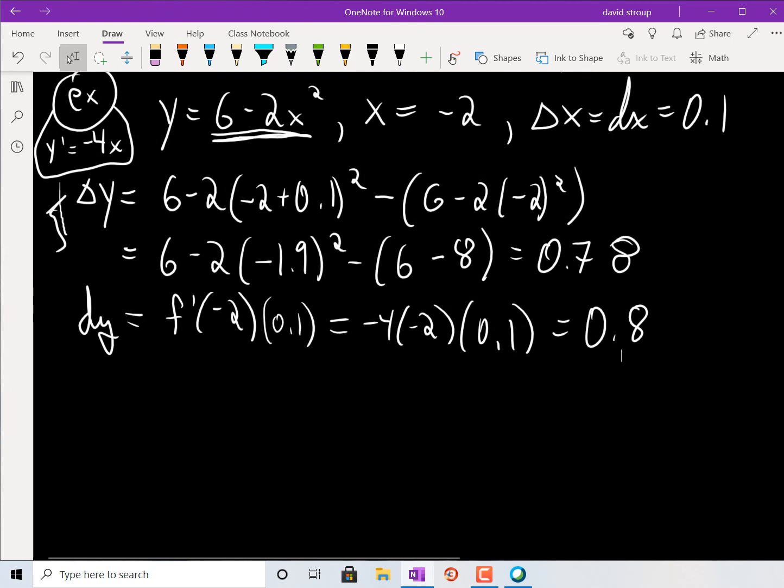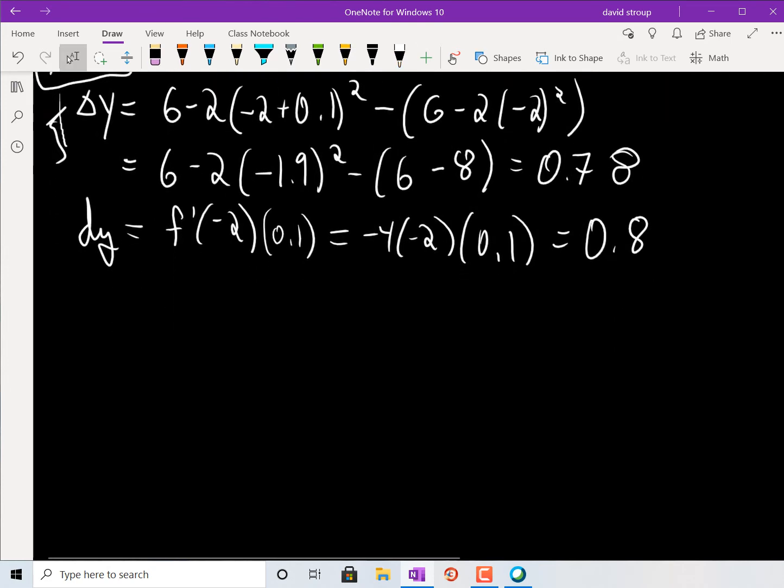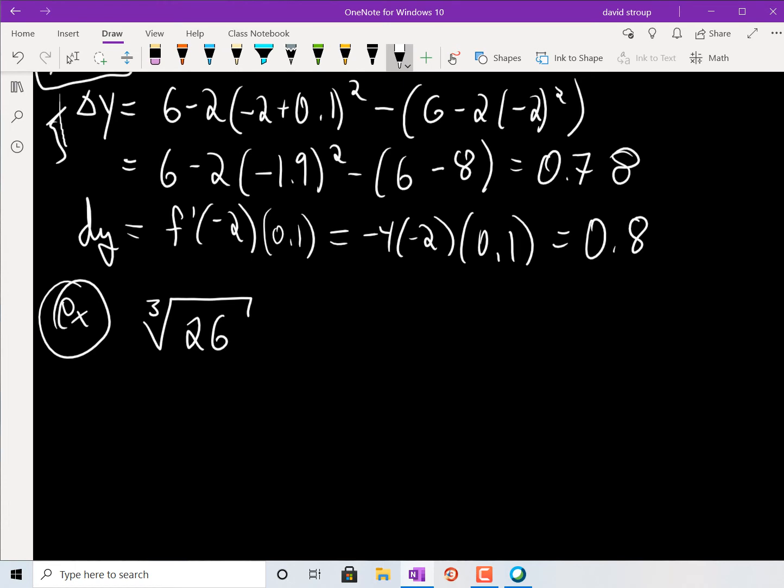Okay, so how about some maybe applications of these differentials? The first kind of application is in doing approximations. So for example, let's say you want to know the cube root of 26. The spiel is you do know the cube root of 27, and you could use that to figure out the cube root of 26.